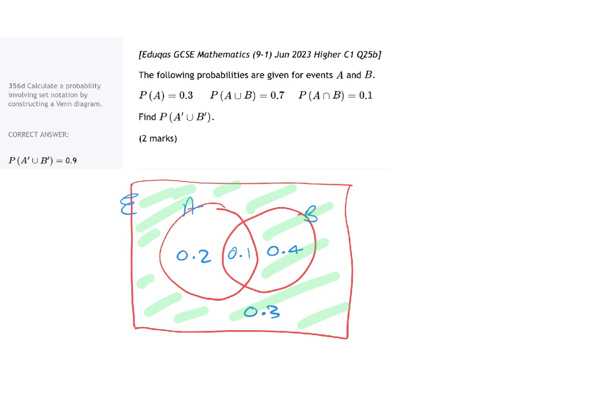And what is not in B? Well, not in B is everything that is outside of B. So it's everything outside of here, like that. And we want the union of that. So we want all of the green one and all of the blue one together. So that is everything apart from this middle section here, which I did not shade. So the probability of that is going to be equal to 1 minus my 0.1, which equals 0.9.